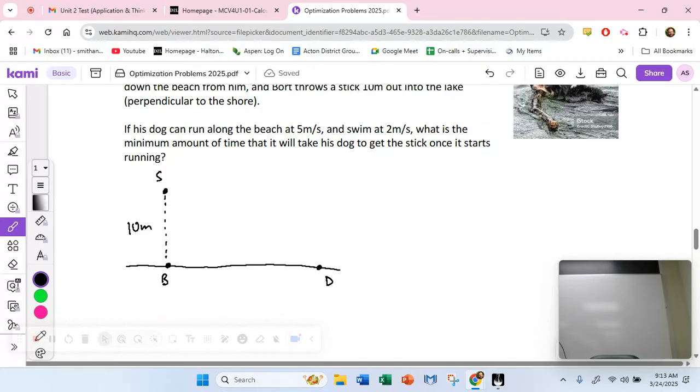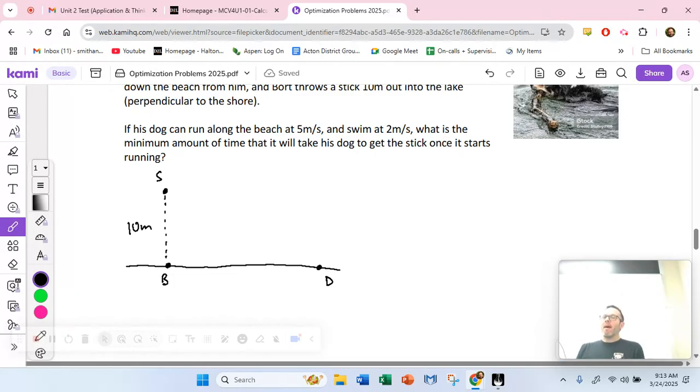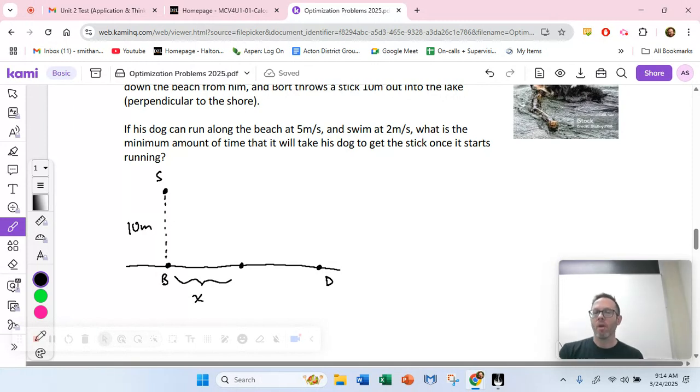All right, but how do we do this? We need to create an equation that minimizes the time it takes the dog to get to the stick. So the first thing we're going to do is establish a way of measuring when Bort's dog is going to jump in the water. We're going to let X be the distance from Bort where the dog jumps in. If X is equal to 20, then that just means the dog should swim right away. If we end up solving our problem and X is 0, that means that the dog should run all the way to Bort and then jump in.